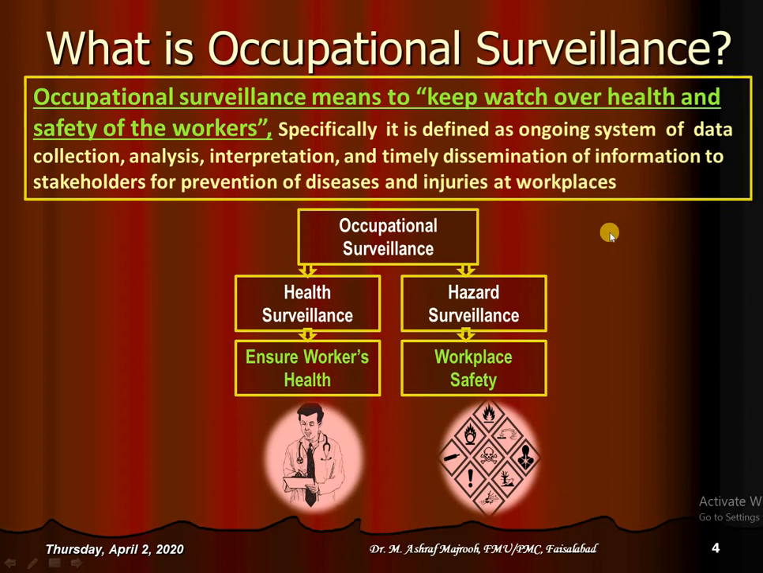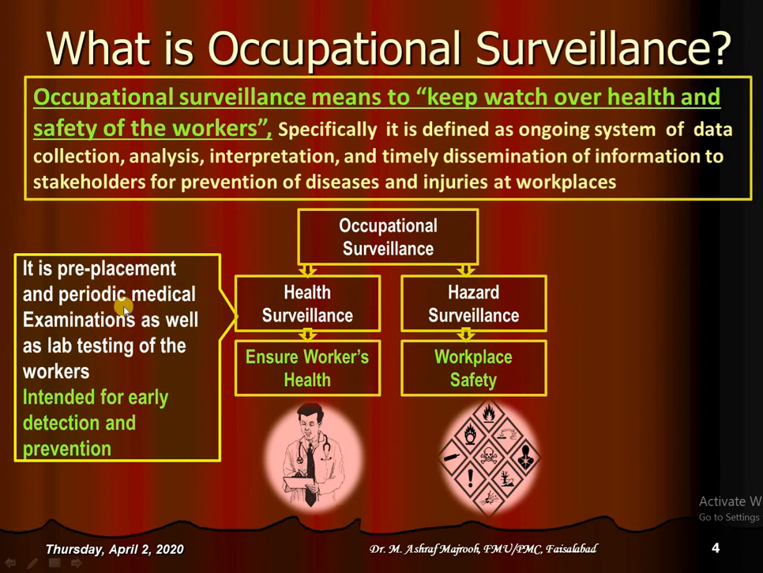Occupational surveillance is generally divided into two categories. One is focused on the workers' health, that is the health surveillance, and the other is focused on the workplace safety. This is known as hazard surveillance. So there are two distinct categories of surveillance. One is for the workplace safety, and the other is focused on the health of the workers.